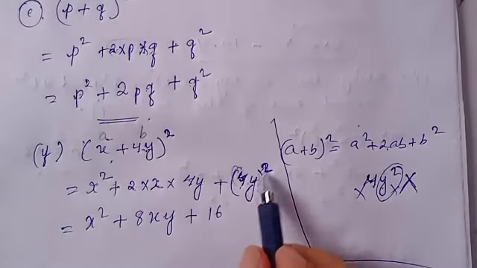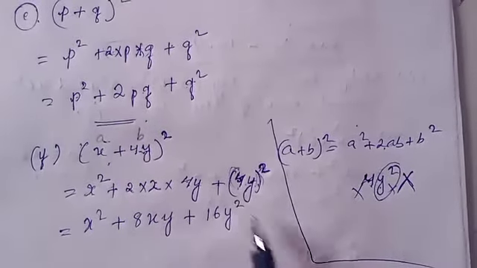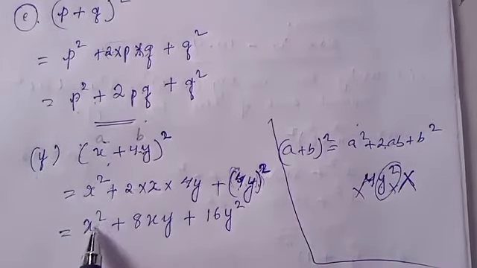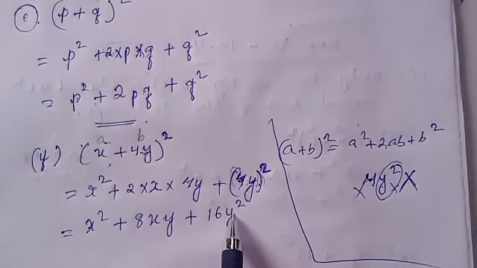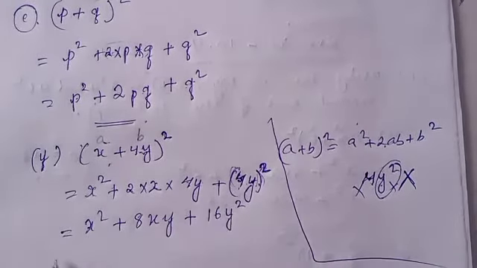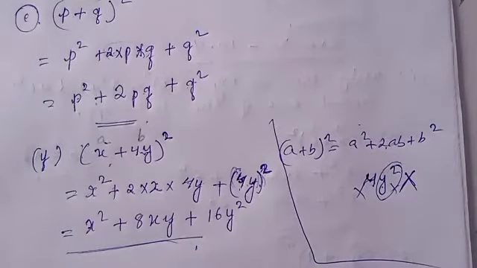Y square. Y square means y into y. Y into y is y square. Okay, first one we have x square. Second we have xy. Third we have y square. It has no like term, so this will be the answer. Okay.